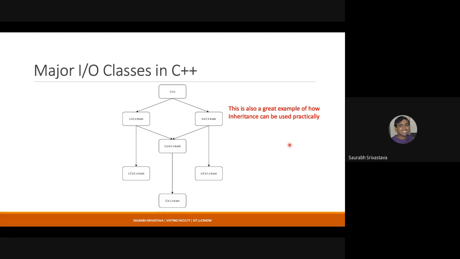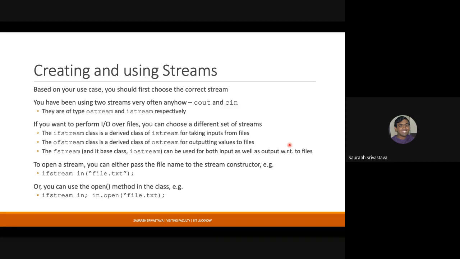Let's go back. Creating and using streams is very simple and straightforward. This is basically what you do for taking input and output. You already know that cout and cin are there, right? cout and cin are the ones for standard output and standard input. There's another stream, by the way, called cerr. It's called the standard error stream. I'm going to show you some code directly after this presentation, so I'll show you how cerr is used.